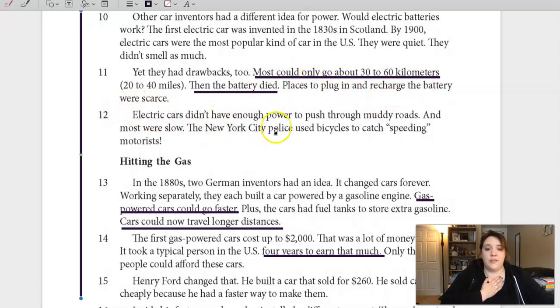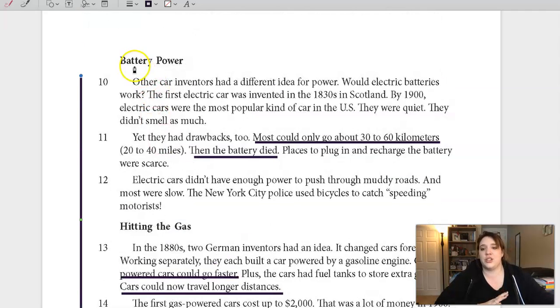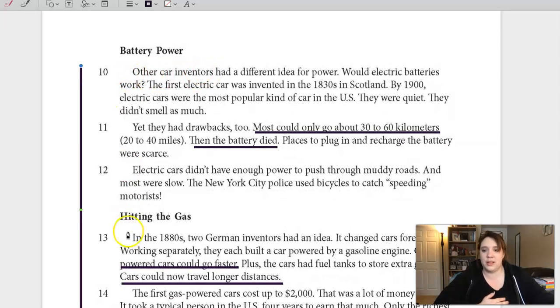Electric cars didn't have enough power to push through muddy roads, and most were slow. The New York City police used bicycles to catch speeding motorists. So that's the first section. Do you see how we have 2 different headings? Headings sometimes tell us what the main idea of what we're reading is. So this is all about battery power, how cars are run on battery.